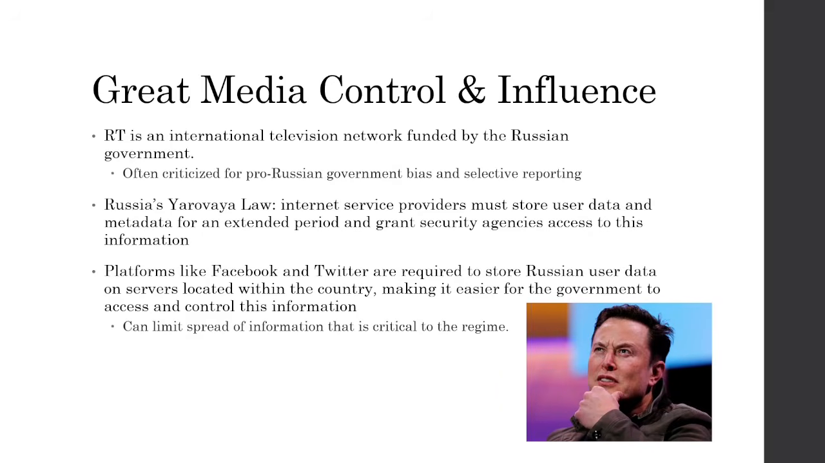And it can limit the spread of information that is critical to the regime. So if people don't like the regime, they're not going to post it on Facebook or Twitter because they don't want the government coming after them. So look at the types of authoritarian regimes. In this course, there's really only one type of democratic regime: democracy. Great.